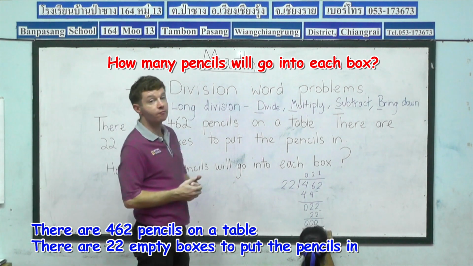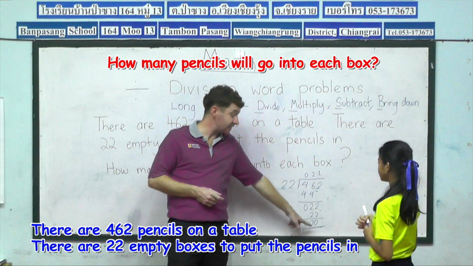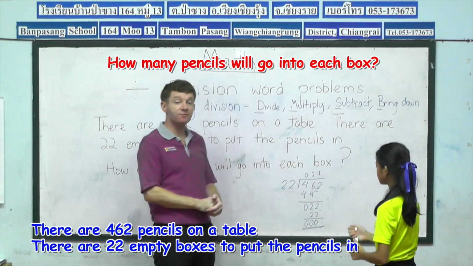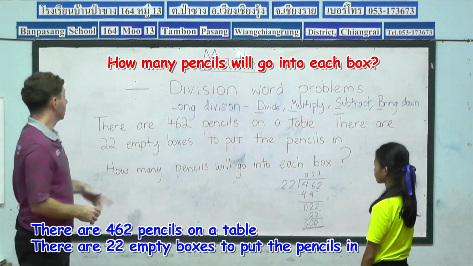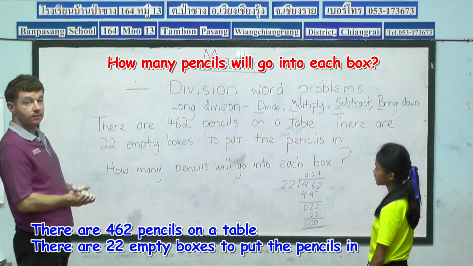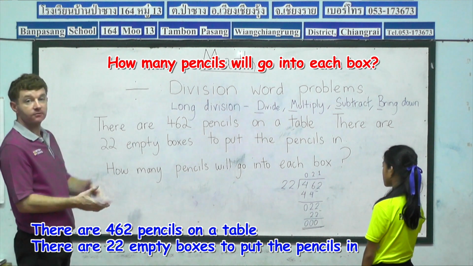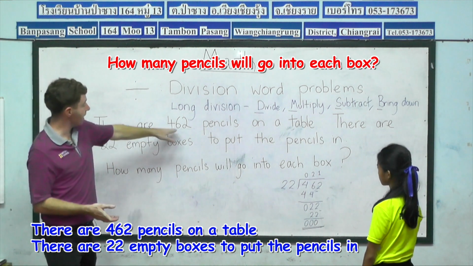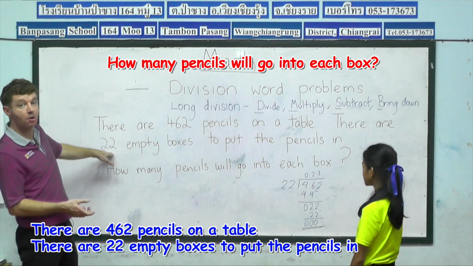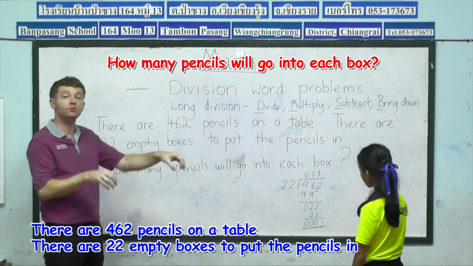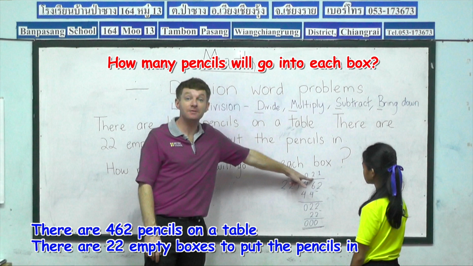And now, time to bring down again. But do we have any more numbers? No. And we're at 0. So that means we now have our answer, 21. So we can say 21 pencils will go into each box, because we've correctly divided 462 between the 22 boxes. So we know when it's time to put the pencils into each box, each will hold 21 pencils.